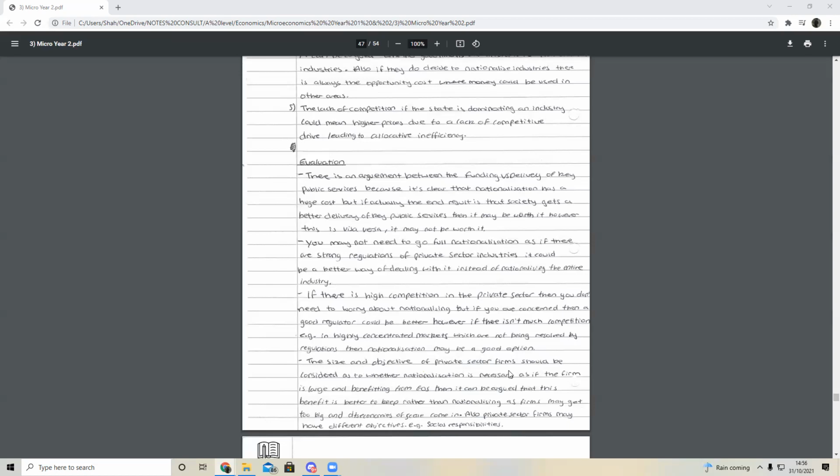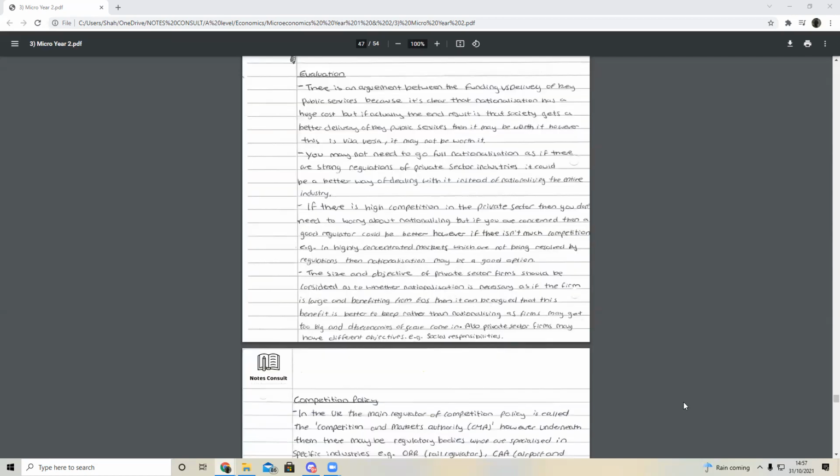The size and objective of private sector firms should be considered as to whether nationalization is necessary, as if the firm is large and already benefiting from EOS, then it can be argued that this benefit is better to keep rather than nationalizing, as firms may get too big and diseconomies of scale might start to come in. Also, private sector firms may have different objectives. So if a firm is benefiting from economies of scale, then they can price lower, and that would be good for consumer welfare, right? Okay, makes sense.